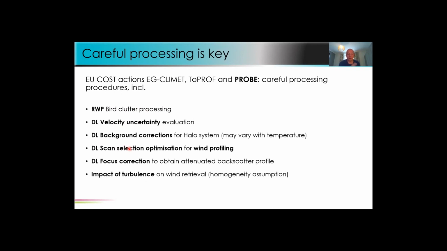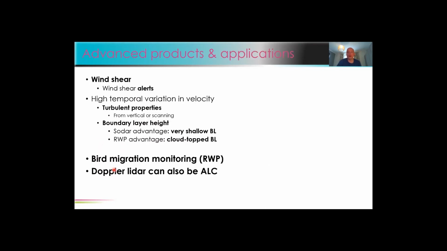So if you're interested in capturing the whole of the boundary layer, how best to do that? And there's a few other things that we're also looking at. And one of the important ones is the impact of turbulence on the wind retrieval. In other words, when is your assumption valid?